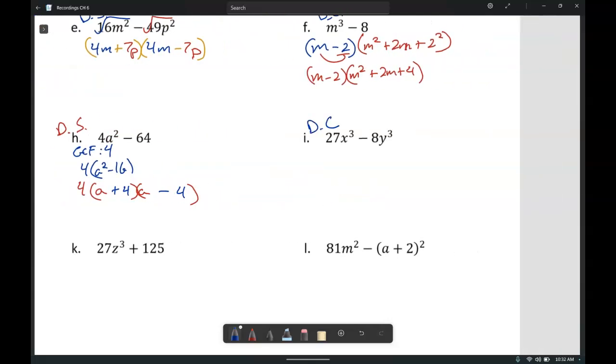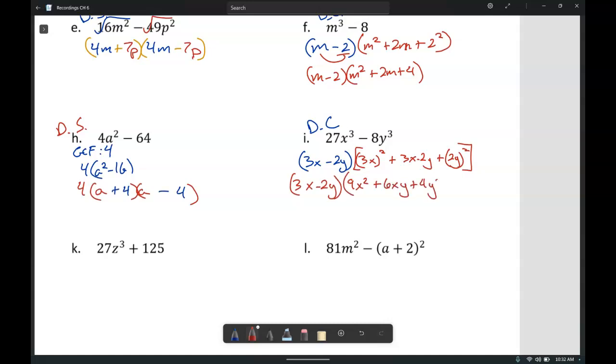Difference of cubes, cube root of the first, cube root of the second, first term squared, plus the product of the two, plus the second term squared. Be very careful when you're squaring to make sure that you're squaring all factors within the term.